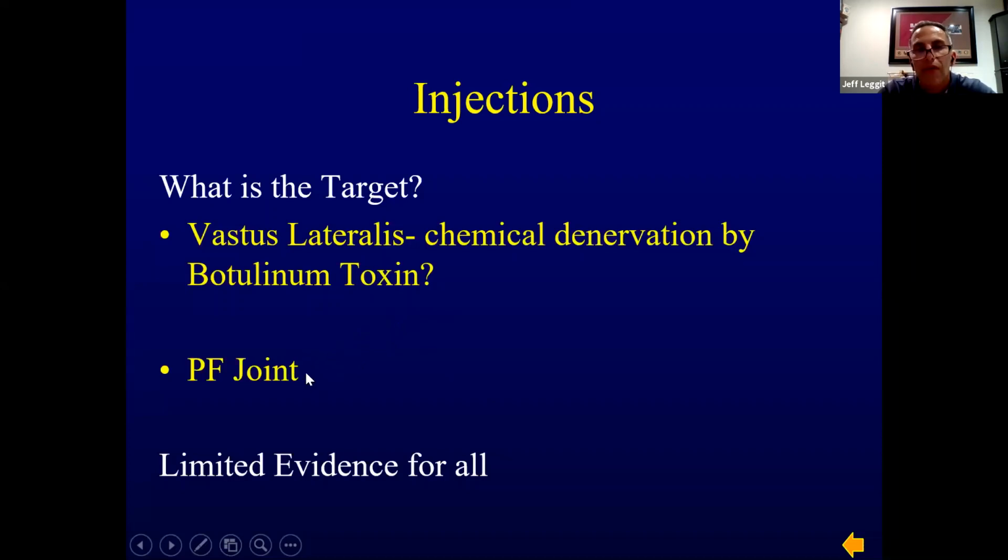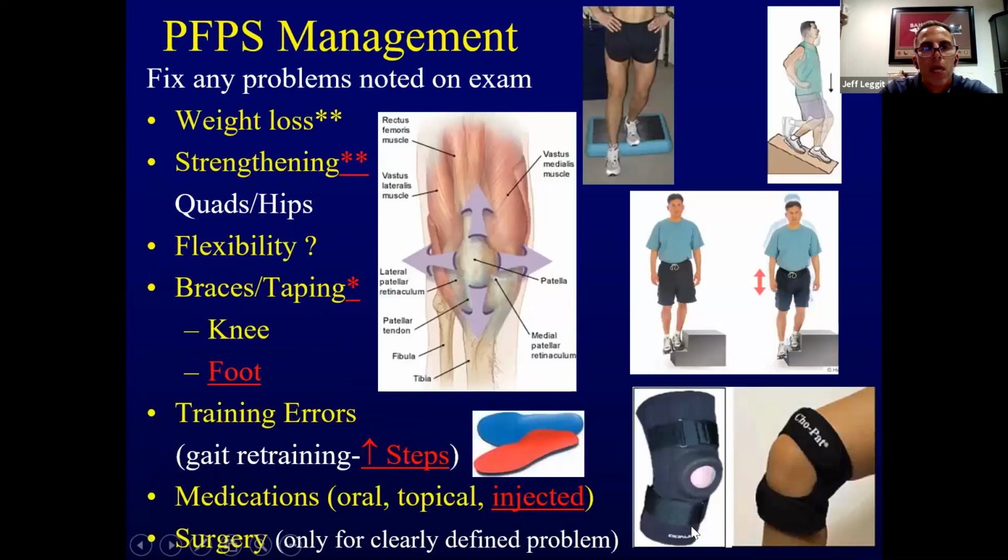Now this is where I've done a fair amount more, diagnostically, to see if that is the source of my pain. Know that there's very limited evidence for all of this. I've done it before, but again, there's limited evidence for any of the injections. And then again, surgery for only clearly defined problems. And so for that dysplastic trochlea, or for that person who had the tibial tuberosity that was really wide compared to the trochlear groove, those would be somebody that you would do surgery for.